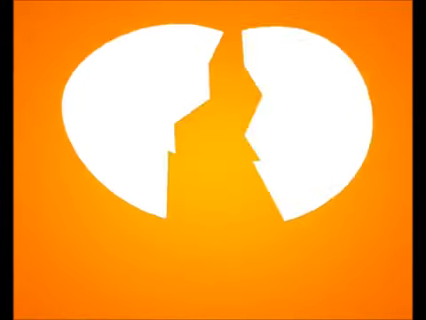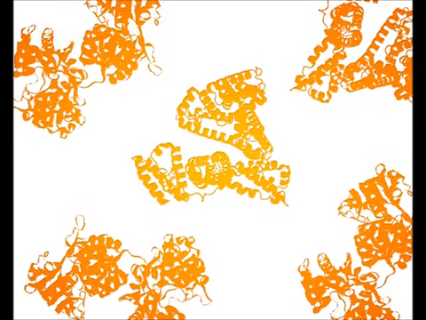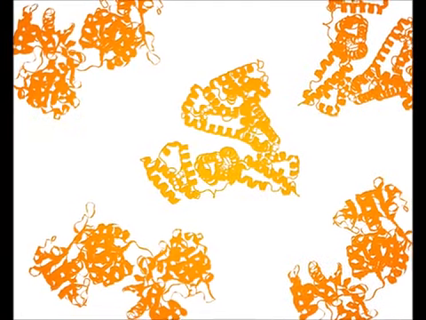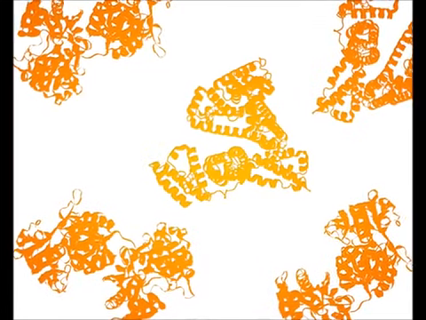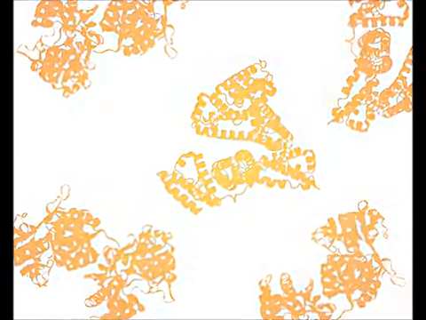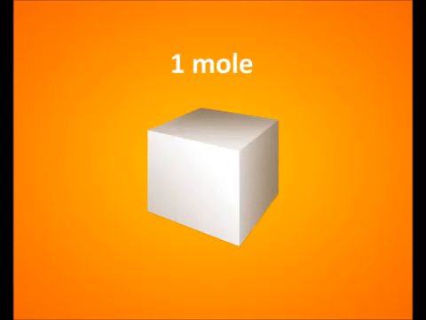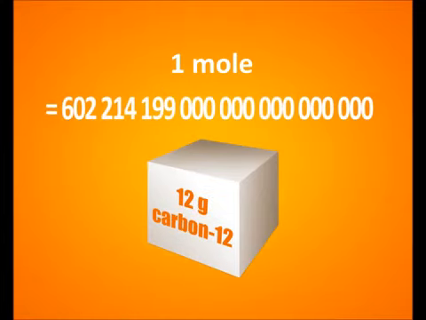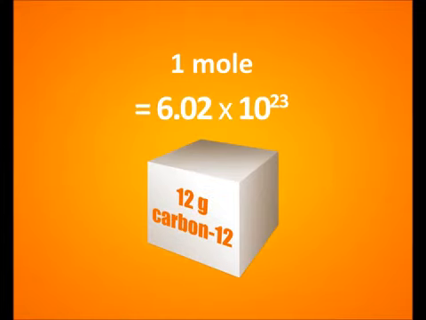But when you're dealing with atoms and molecules, you are dealing with objects so tiny that it makes no sense to count individual particles or even dozens of particles. Instead, just as grocery shoppers use the word dozen, chemists use the word mole, which represents the number of carbon-12 atoms in 12 grams of carbon. This number is around 6.02 times 10 to the 23rd power.